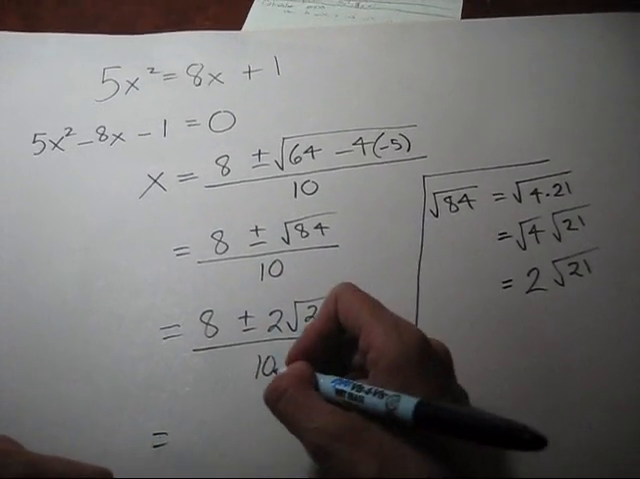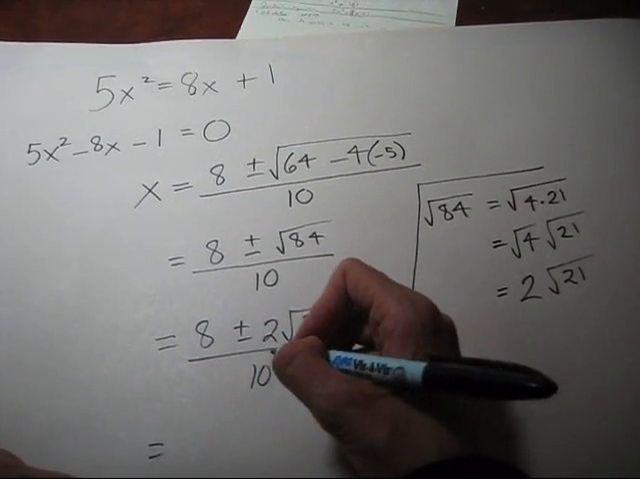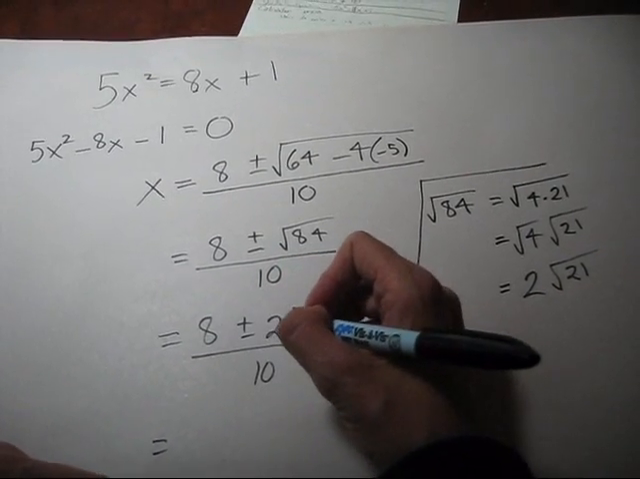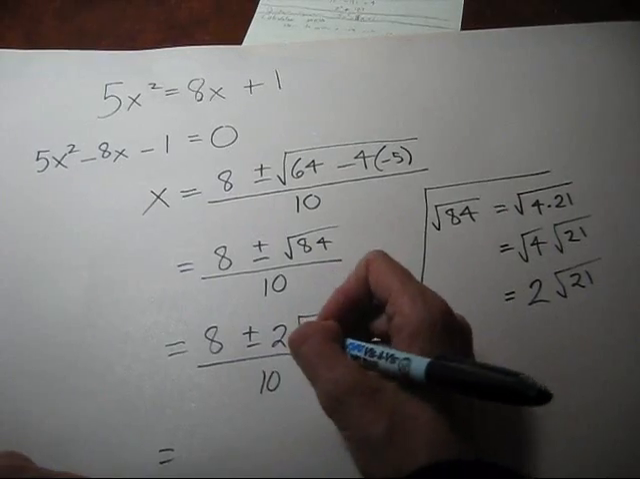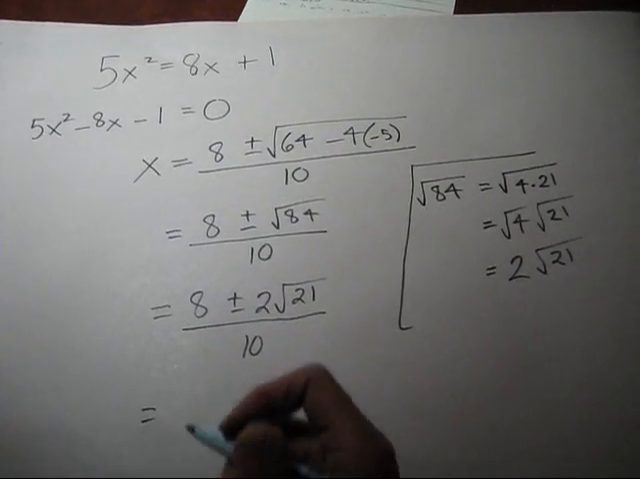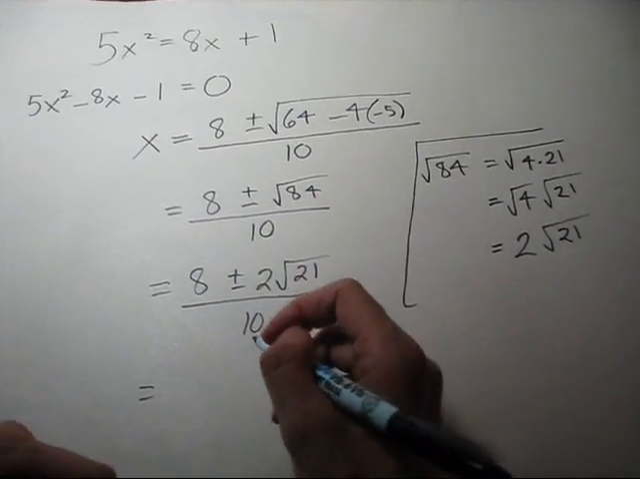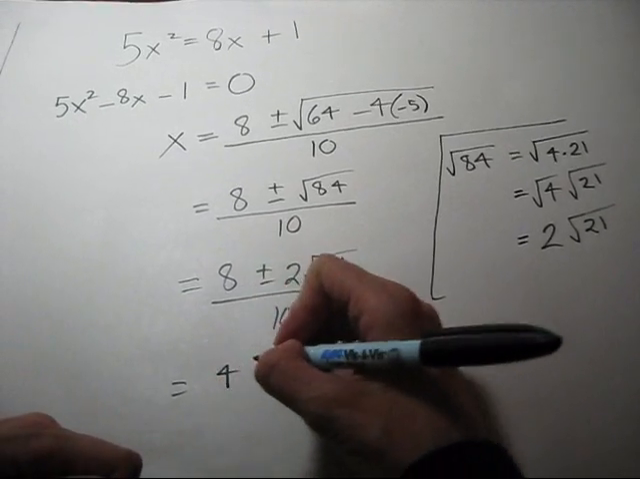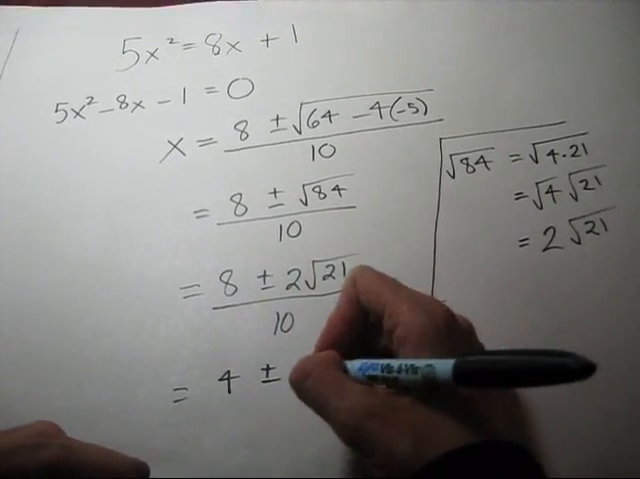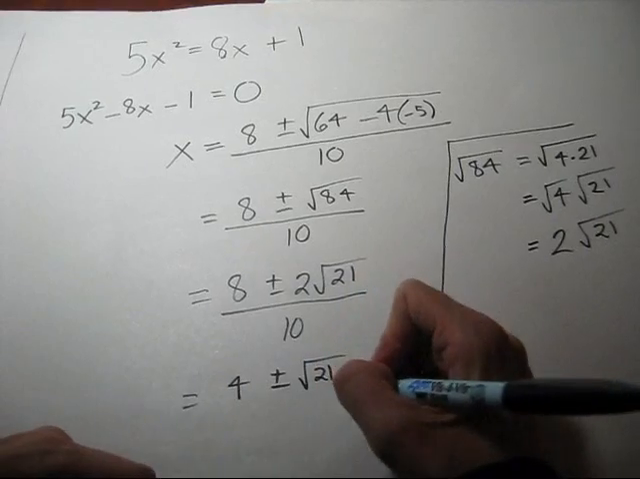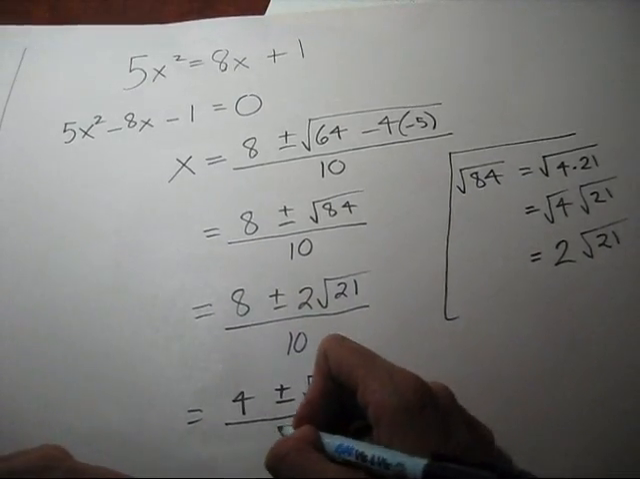Okay, so now we notice there's a common factor, we have 2 goes into 2, 8, and 10. It's the greatest common divisor if you want a name for it. So this will actually simplify to 4 plus or minus square root of 21 all over 5.